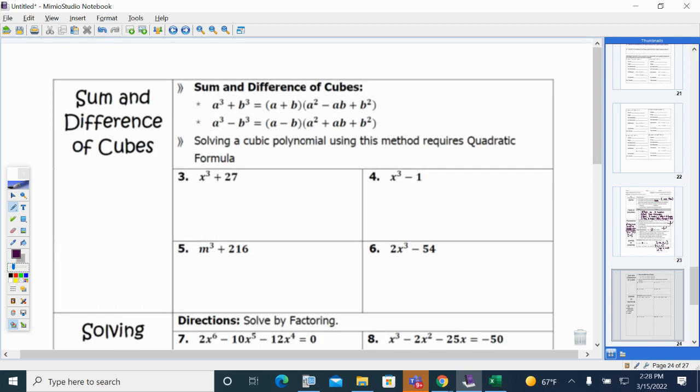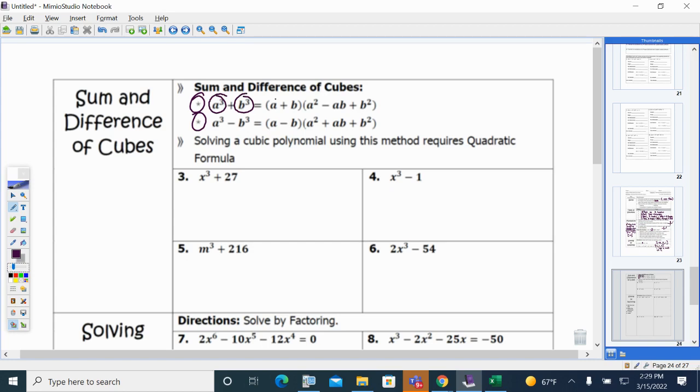The sum and difference of cubes. So a sum and difference of cubes, this is solving by factoring, and it's also going to involve quadratic formula. When we factor cubic functions, there is a pattern. So you're going to want to learn these patterns. So for sum and difference of cubes, a cubed plus b cubed is going to factor into a plus b. So that comes from the cube root of both of those.